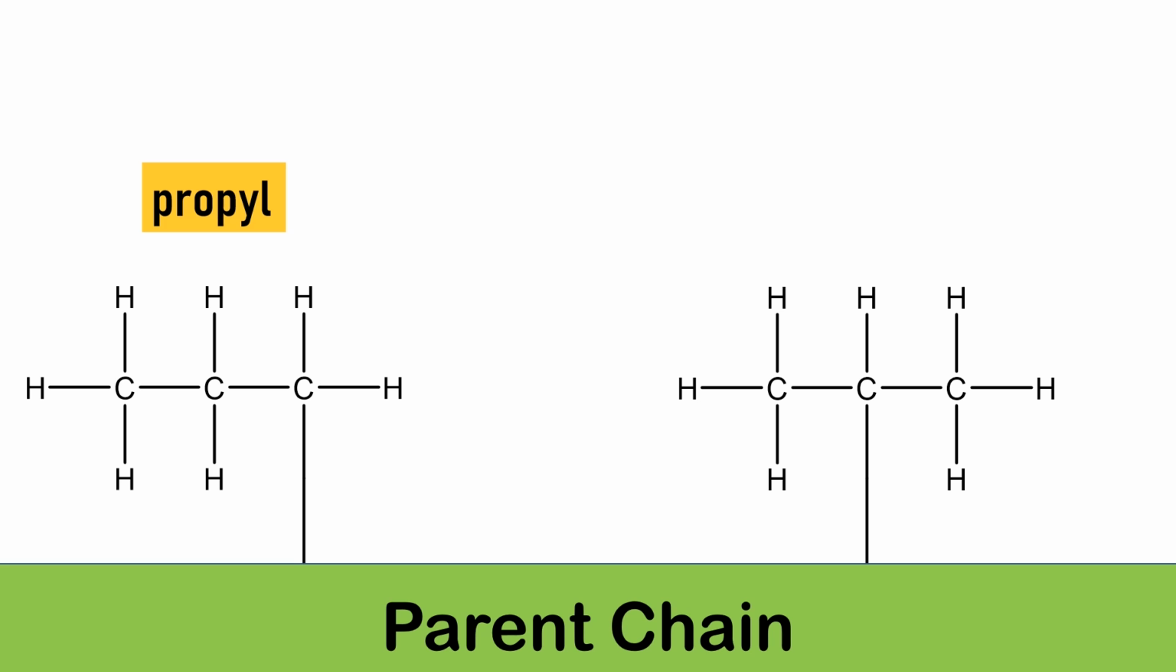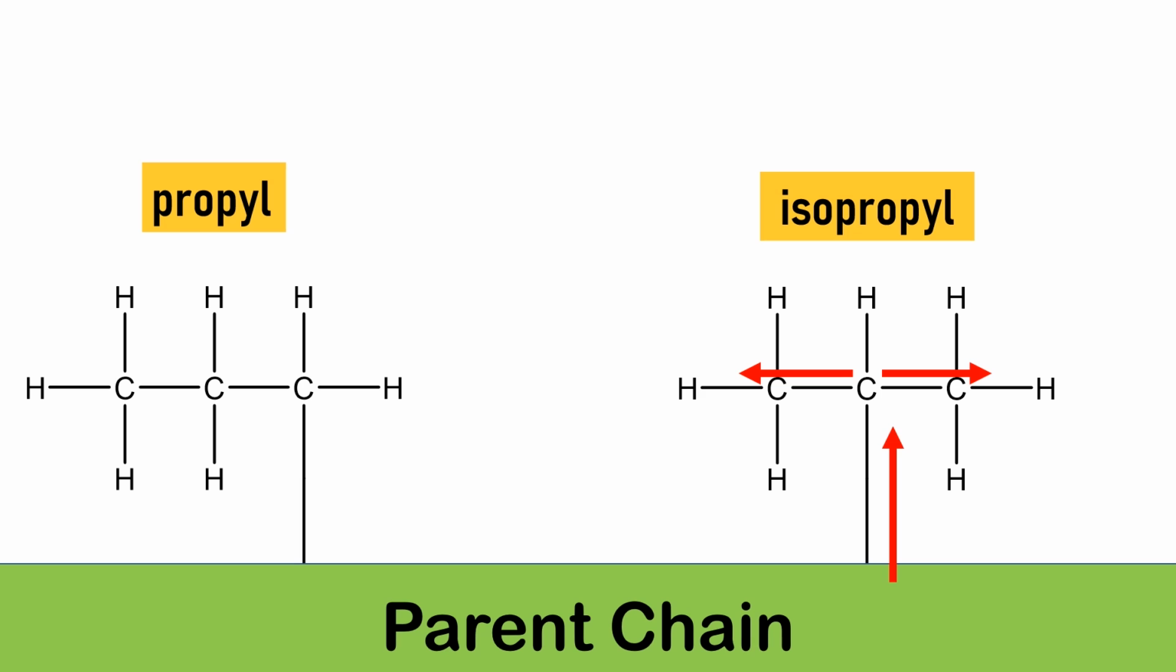You can imagine when branching off of the parent, the substituent branches again. The name for this alkyl group is isopropyl. Iso is not a prefix, but rather part of the name. Use the letter I when listing in alphabetical order.